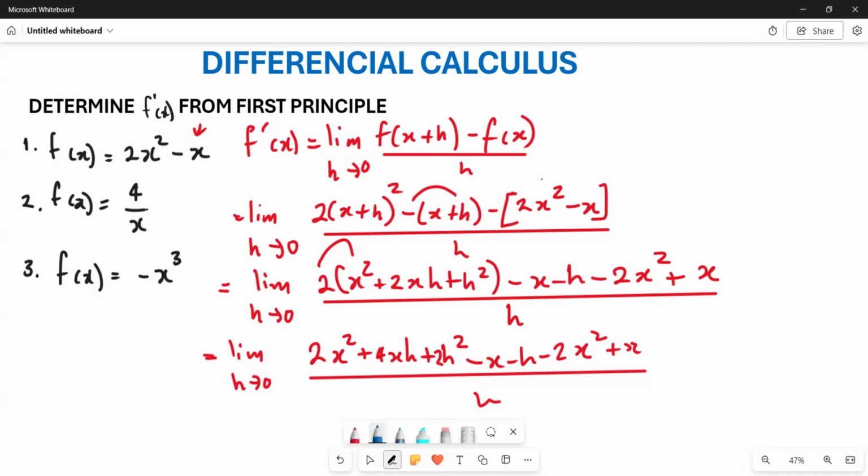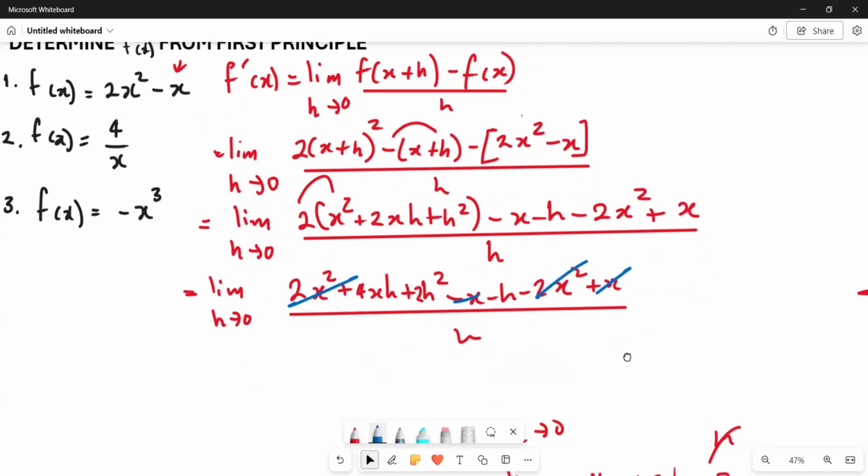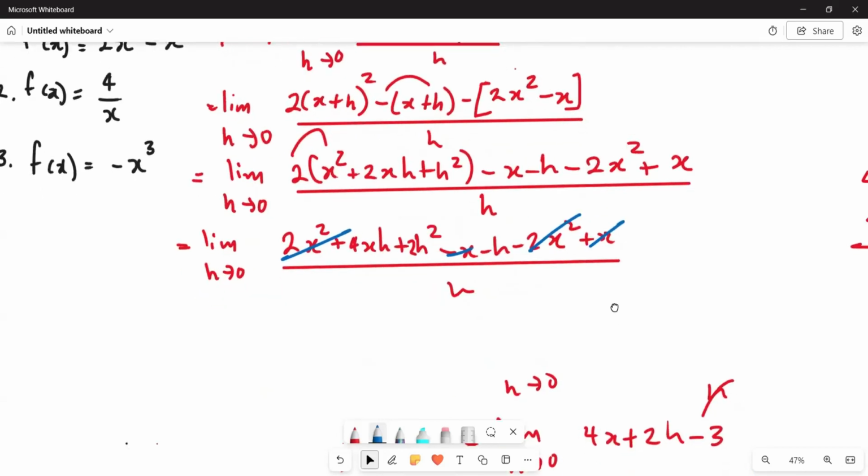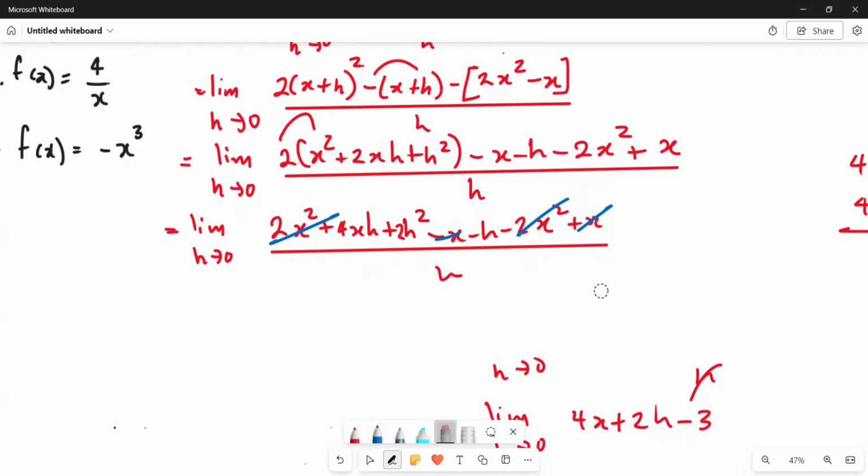Now from here, you're going to collect like terms. The 2x squared and the negative 2x squared are going to cancel each other. The positive x and the negative x are also going to cancel each other. Now, what are you left with? So from this particular equation, let's just scroll a little bit upward.